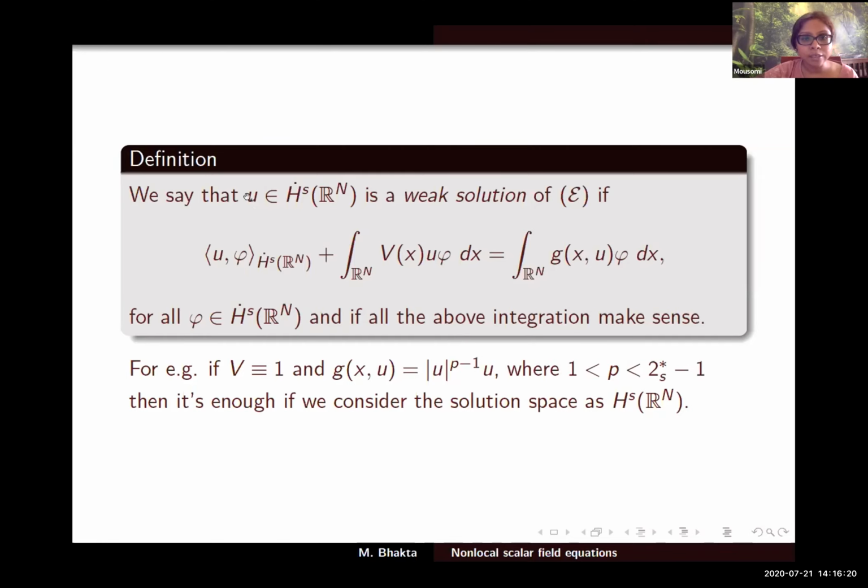Then I need to take the solution space as H^s(R^n), so this plus L^2, right? Then the left hand side becomes the H^s inner product, and the right hand side should be finite by using Hölder inequality and Sobolev inequality. So my solution space will be H^s(R^n), not \dot{H}^s(R^n). That's what I'm saying, that it depends on V and g.